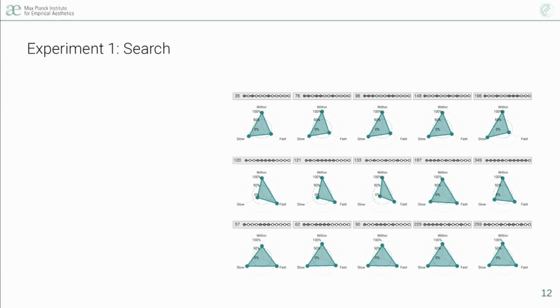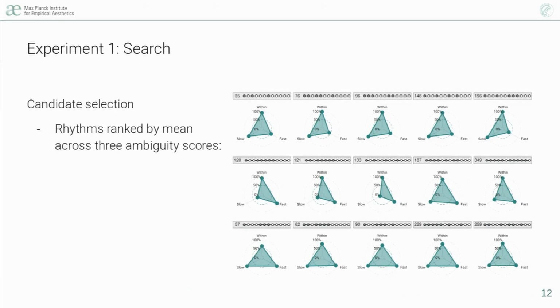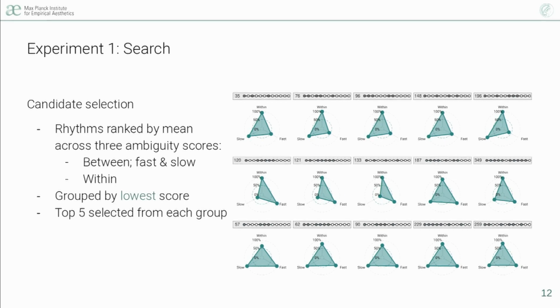And the result of this, we narrowed it down to 15 candidate rhythms. So we took our 3 metrics. We have the between participant fast and slow, they're calculated separately, and then within participant, necessarily we calculate across tempo because they only hear the rhythms twice. And we take the average across these 3 metrics, and we group it by the lowest score. The reason that we do this, as you can see here, each row will have the lowest score. So in the top row will be the fast between ambiguity metric.